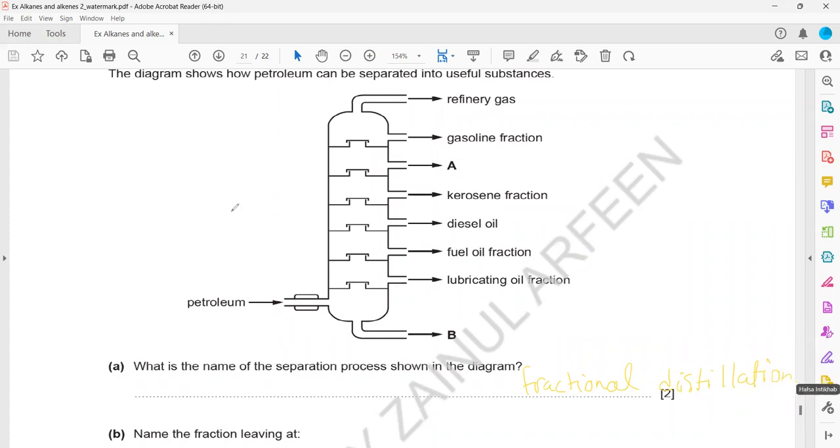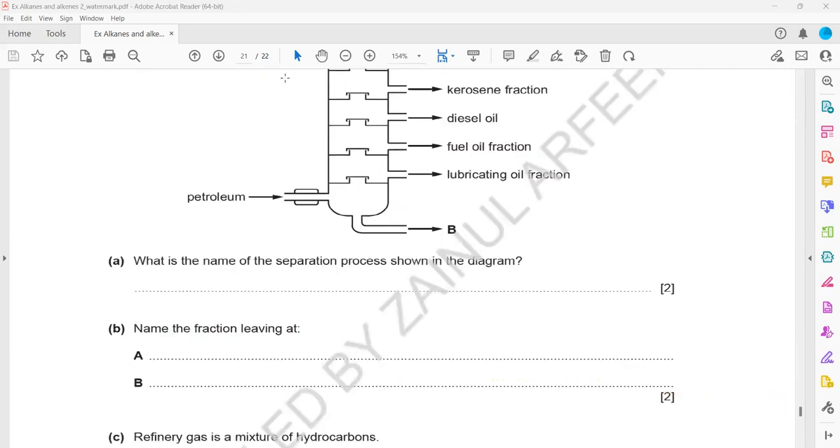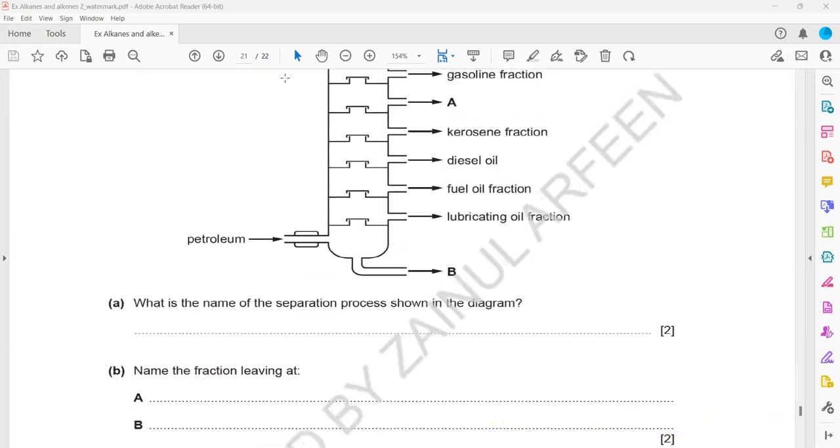A is naphtha and B is bitumen. Name the fraction labelled A that you just mentioned. A is naphtha. And B is bitumen.